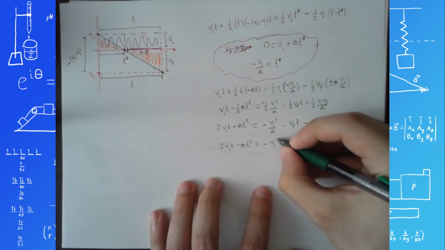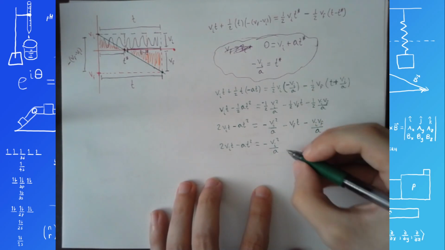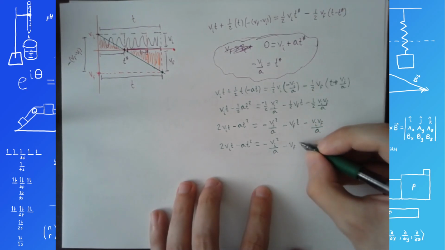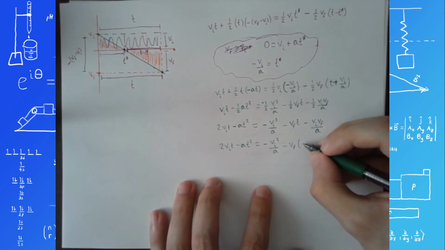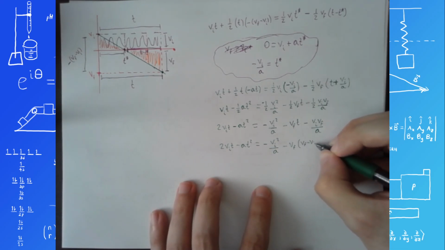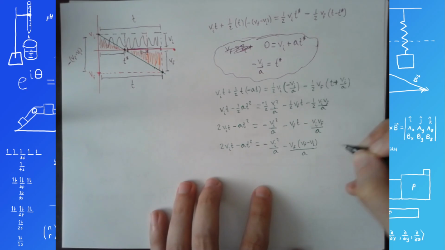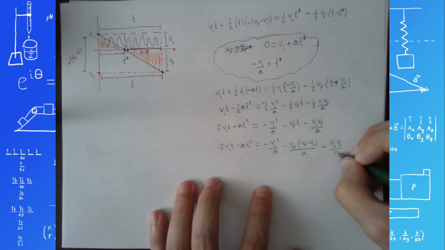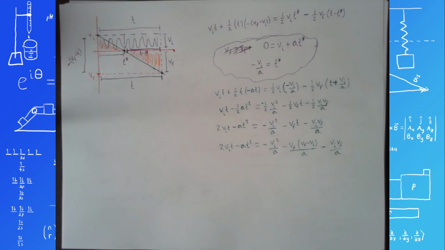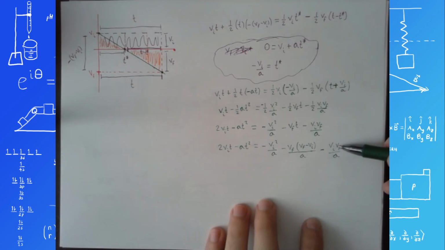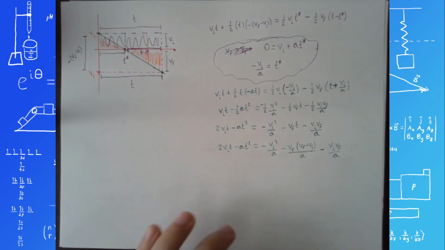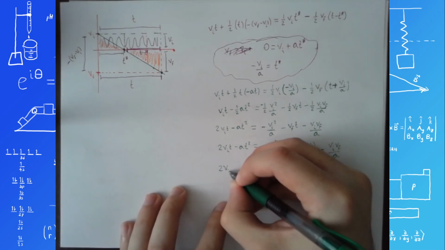negative v initial squared over a minus v final times t is equal to v final minus v initial over a, minus v initial v final over a. Okay, I can multiply everything by a and then see if I can do something to simplify this right-hand side. So I would get 2 v initial times t.